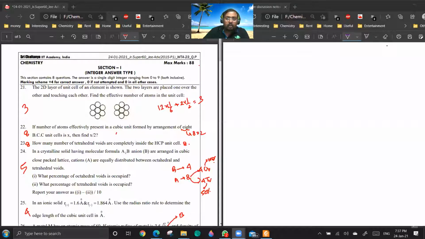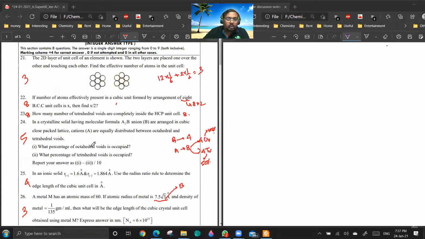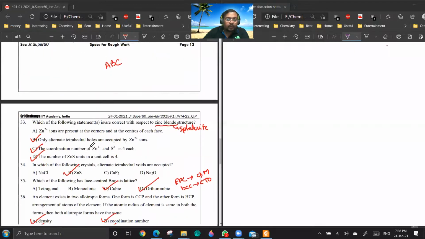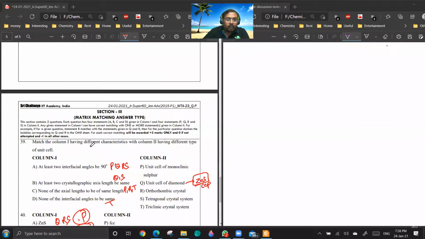I'm stopping. So now we are live, and today we are going to discuss WTA 23, which is basically based on solid state. It's an advanced paper. So it is consisting of 3 sections. Section 1 is integer type, and then you have section 2, which is matrix.